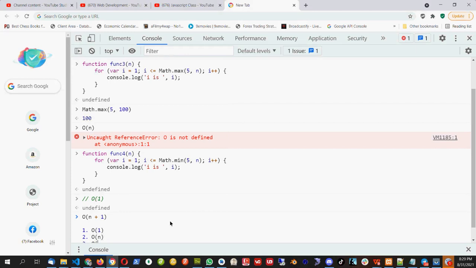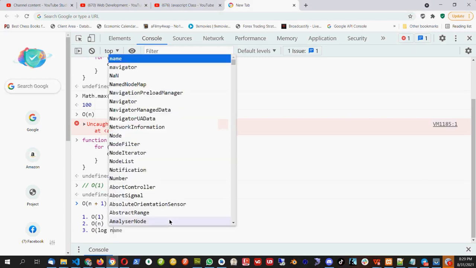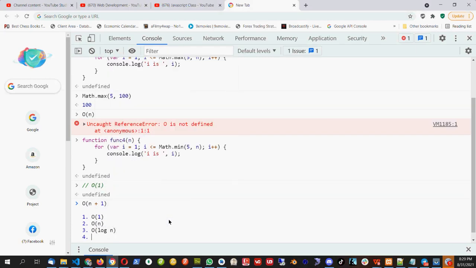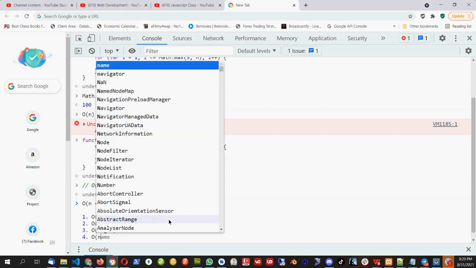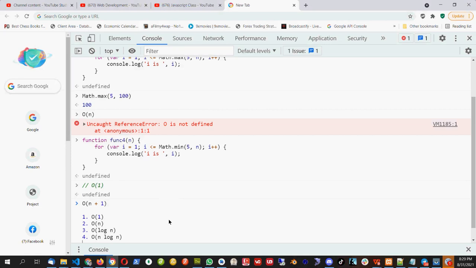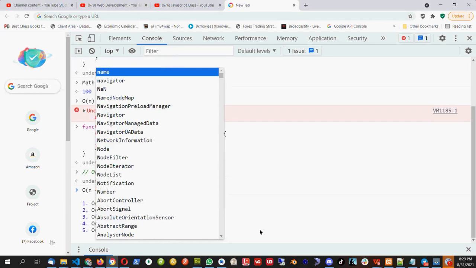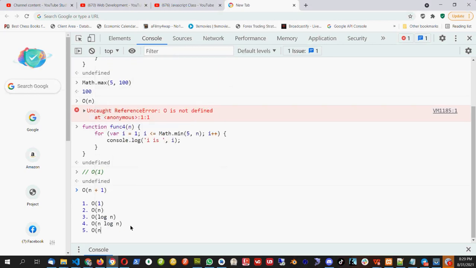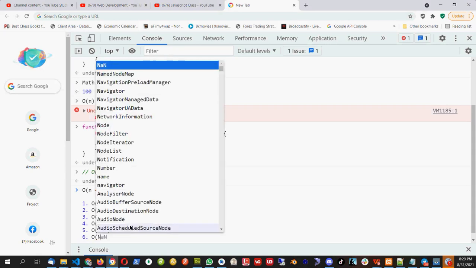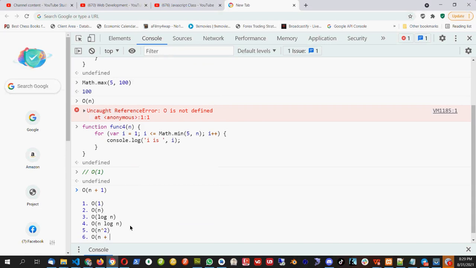Three is O(log n). We have not done log n yet, but I will put it here; maybe someone knows it and can answer. Four is O(n log n). Five is O(n square), so I will write n square like this. And six is O(n + 10 + 1). So you have to choose, out of 6 options, the correct option if the question is O(n + 1).